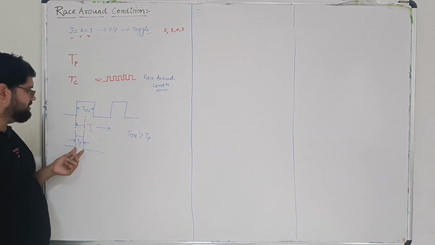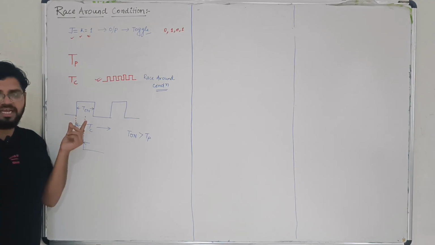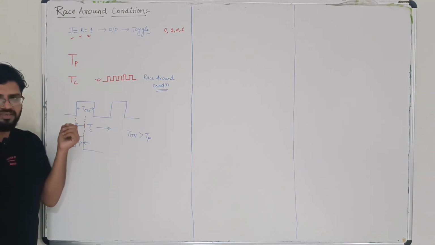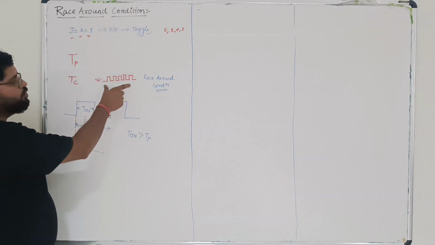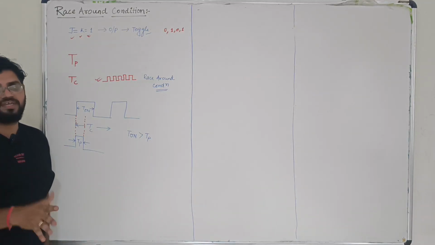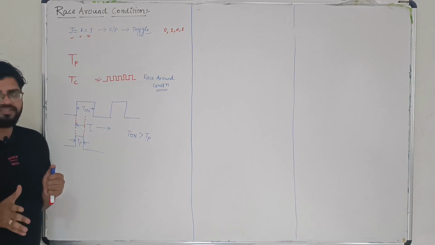And the third case is that the propagation time period must be smaller than the T on time period, meaning half of the time period of the clock signal. So if these 3 cases persist, our output is going to fluctuate between 0 and 1 a very large number of times, and that condition is described as race around condition.